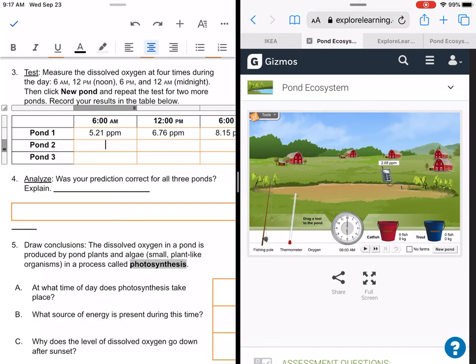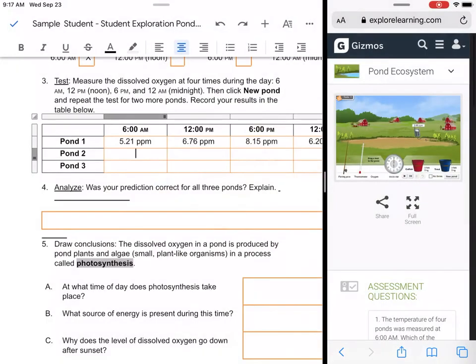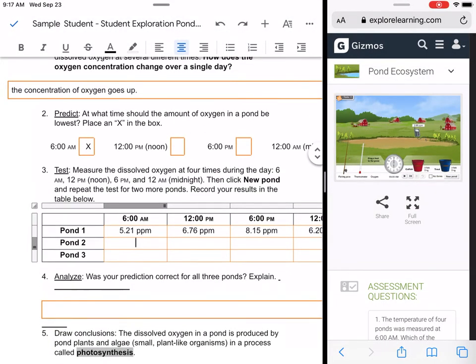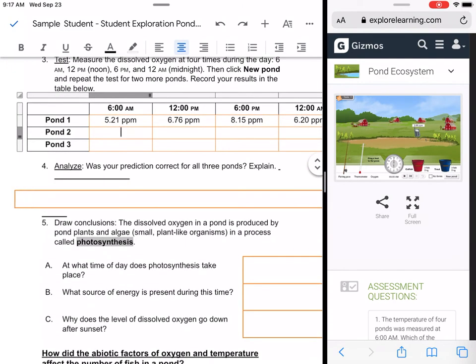So for all 3 ponds, you have to analyze, was your prediction correct for all 3 ponds? So my prediction was around when was the dissolved oxygen the lowest. So was it the lowest at 6 a.m. for all 3 ponds, or whatever time you said. So that's what you'll do for number 4.